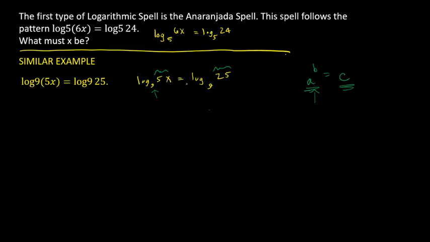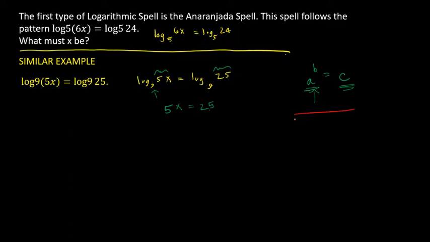So if the log base 9 of 5x is equal to the log base 9 of 25, then 5x must be equal to 25, okay? And that's the same, but I'm going to show you an example in exponent form just to give you an idea.